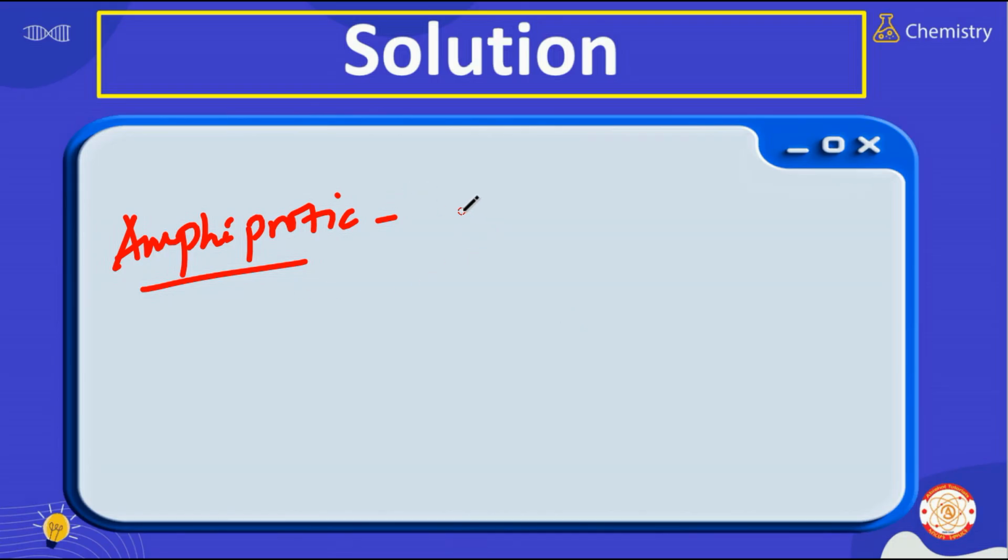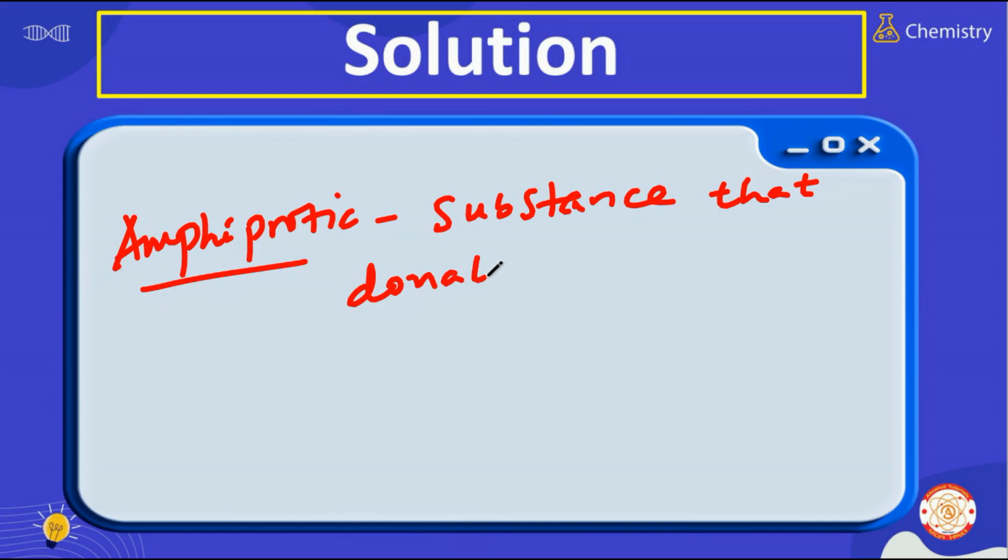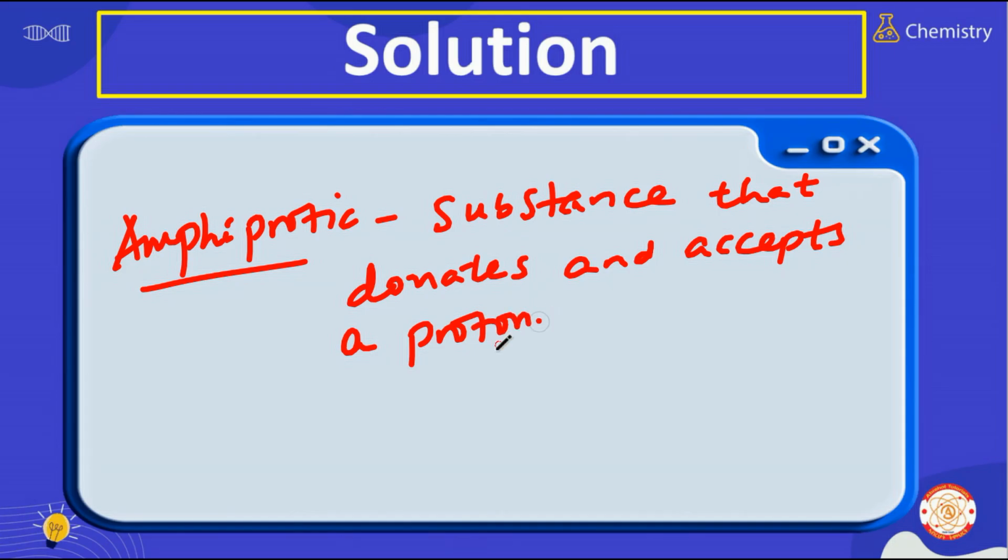Okay, so it's a substance that donates and accepts a proton. So a substance that accepts and donates a proton is called amphiprotic.